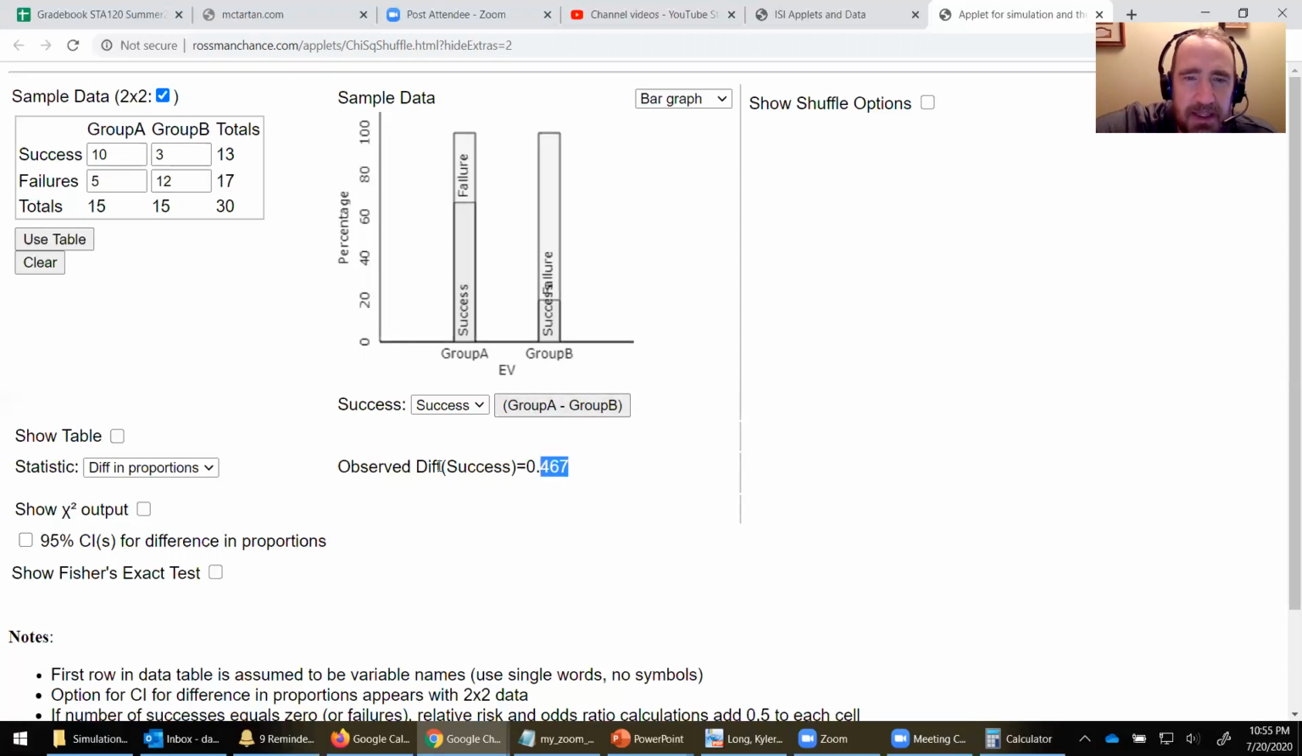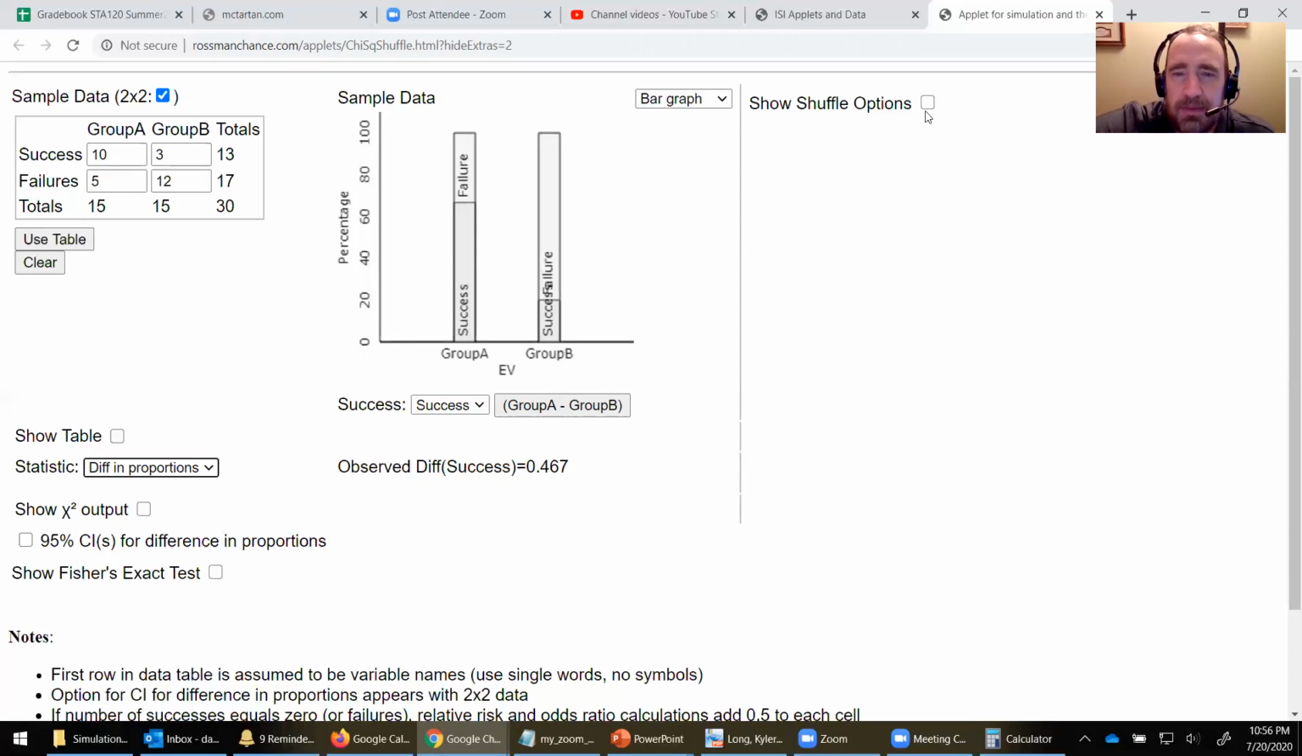You can see that it calculates the difference in conditional proportions for us, and it gets the same value we saw before, 0.467. If you didn't want to look at the difference, you could change to relative risk. There are also a couple of other statistics we could calculate that you might want to explore and find out about, but for now we're focused on difference in proportions.